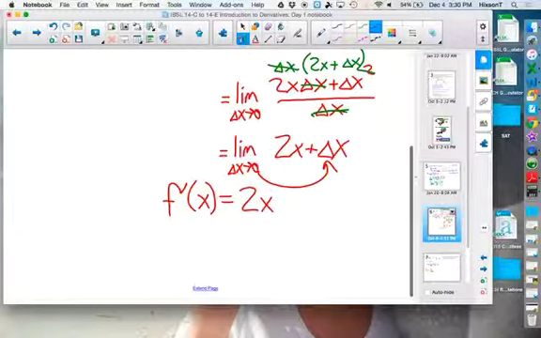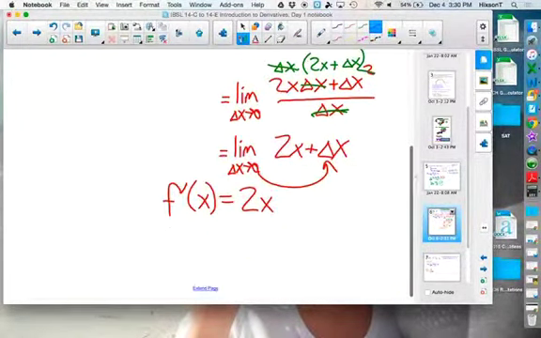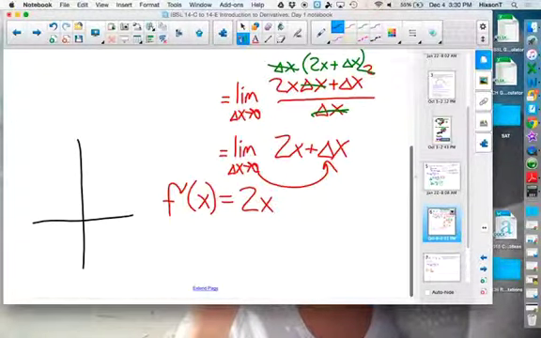So now let's take the next step here. What's the slope of the tangent line through the point (4, 16)? We've got the function x squared.